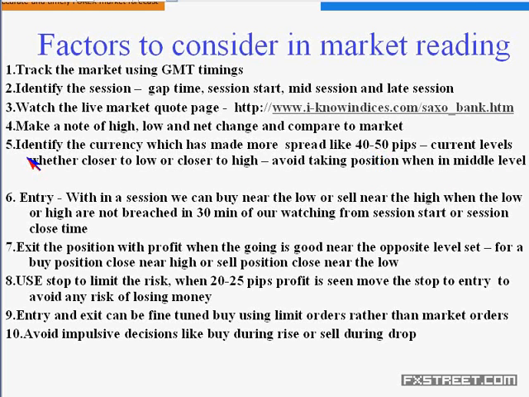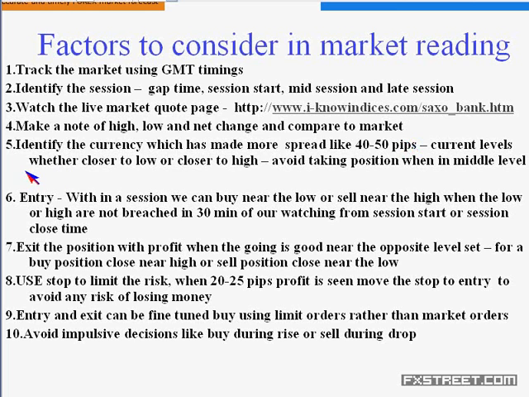So we have to identify a currency which has made about 40 to 50 pips spread between the low and the high, what you come across in the live market quote page. If they show more than 50 pips, then if you try to take a position in that, you will be able to make really good swing profit. Otherwise, they may show about 10 to 15 pips profit or negative loss, and that may not give you any sort of earning from trading.